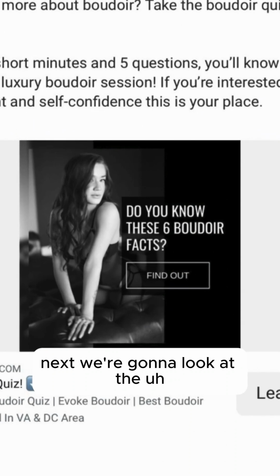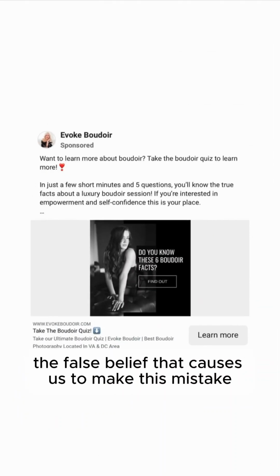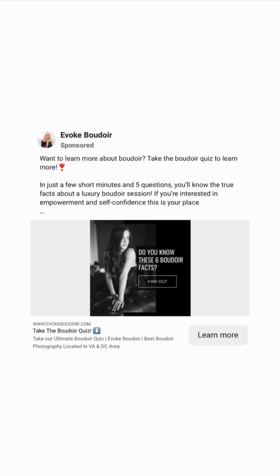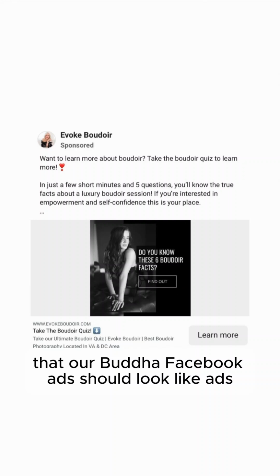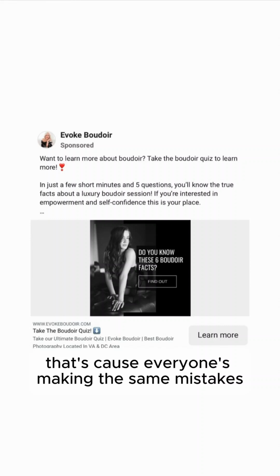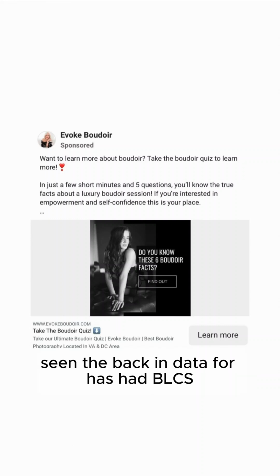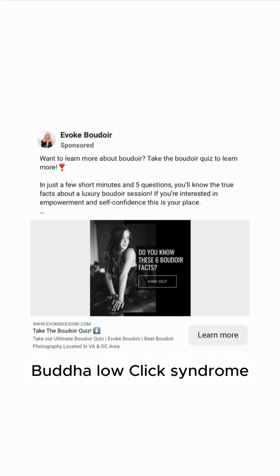Next, we're going to look at the creative, the photo. Yeah, this is the looks like an ad mistake. So the false belief that causes us to make this mistake is that we believe that our Boudoir Facebook ads should look like ads, because that's the same with all the other Boudoir Facebook ads we've seen. And well, that's because everyone's making the same mistakes, which is why everyone that I've seen the backend data for has had BLCS, Boudoir low click syndrome.